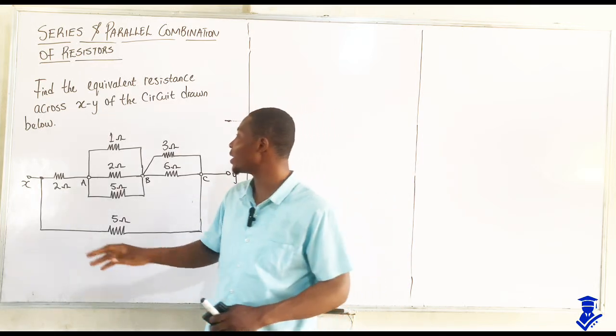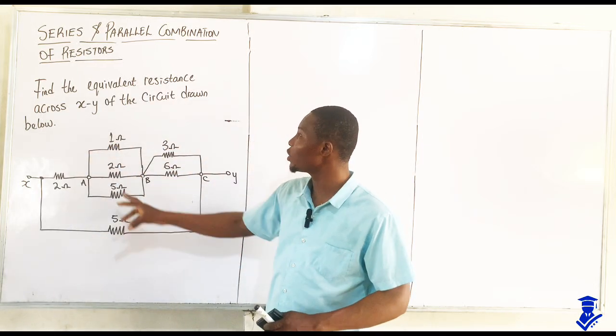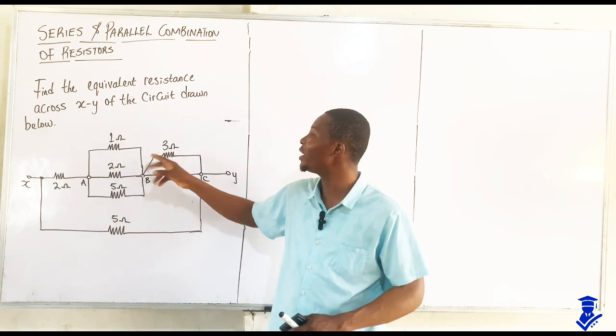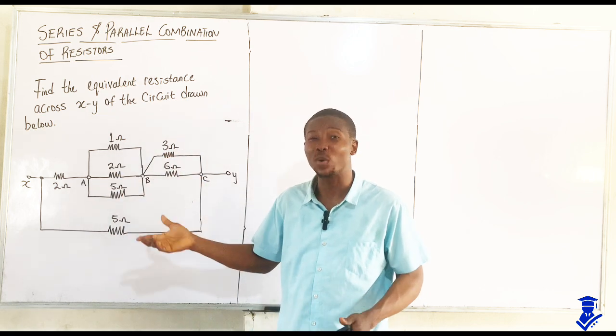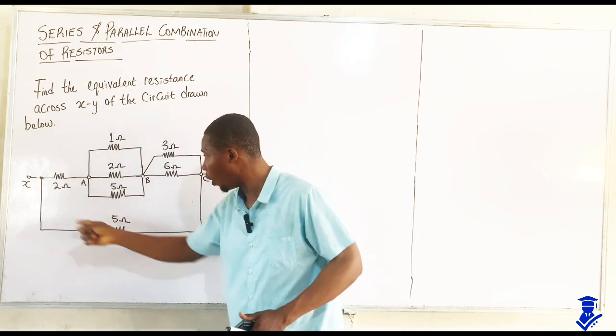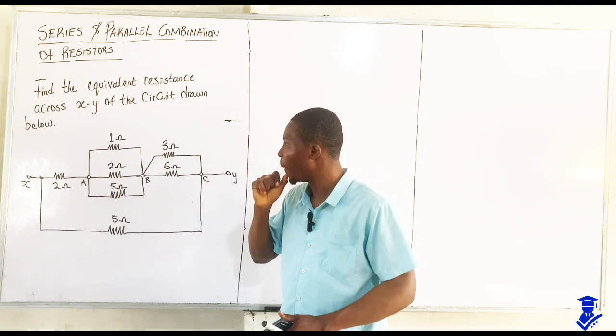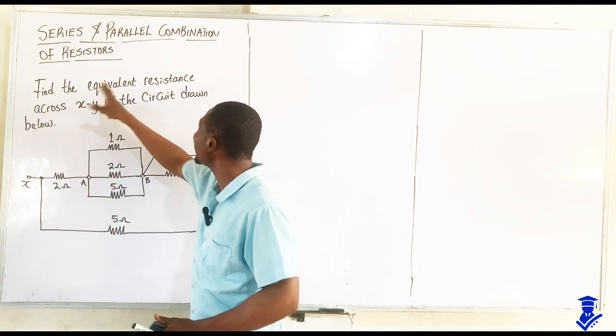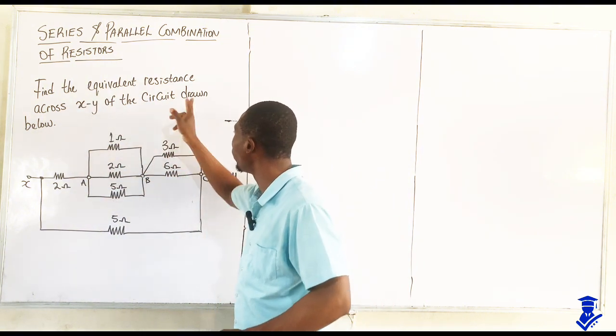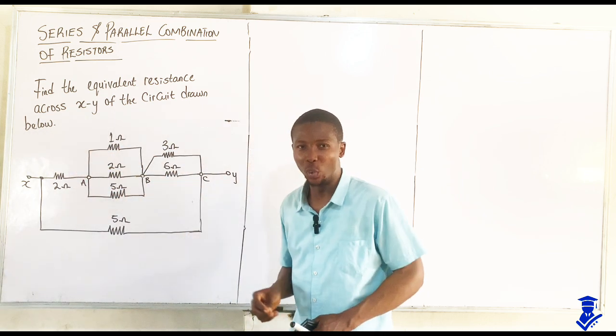And today we're going to look at the equivalent resistance of this circuit here. We're going to find the equivalent resistance, in other words, the total resistance of this circuit shown here. All right, so we're asked to find the equivalent resistance across XY of the circuit drawn below.